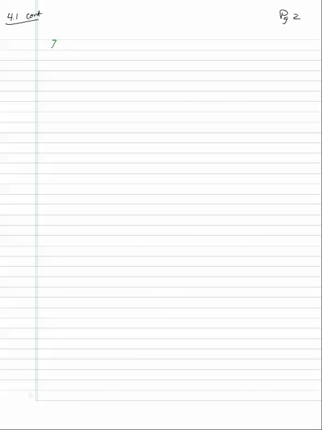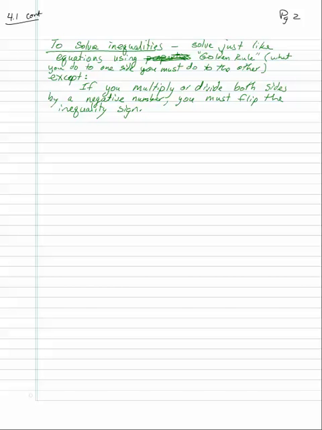Alright, so let's solve inequalities. To solve inequalities, solve just like equations using the golden rule. What you do to one side, you do to the other. With the one exception, if you multiply or divide, that's the key word, both sides by a negative number, you must flip the inequality sign. And again, it's a negative number, both sides by a negative number.